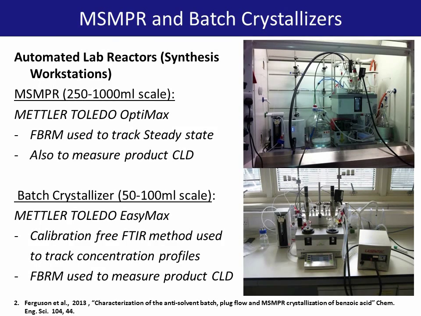Both fed batch and batch reverse addition crystallizations were carried out at the smaller 100 ml scale in the Mettler-Toledo EasyMax system. The calibration-free IOR methodology proposed by Barrett et al. was used in order to track the concentration profiles for the batch runs, with the FBRM used to monitor nucleation and growth and to measure product chord length distributions.